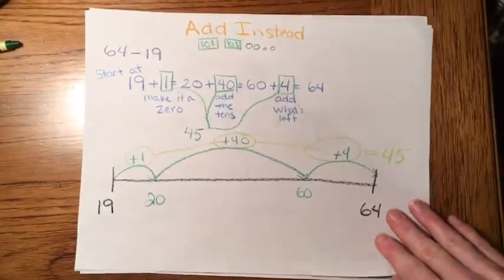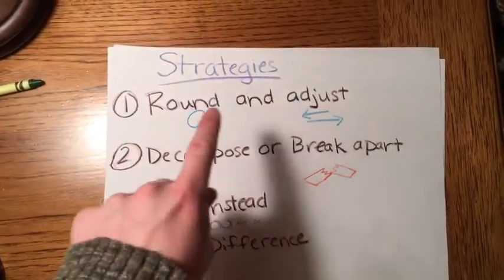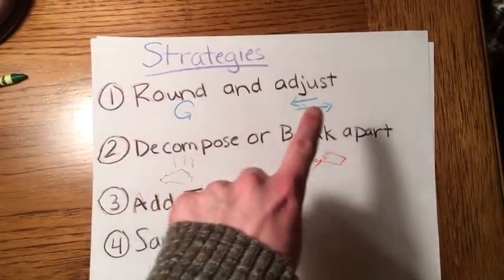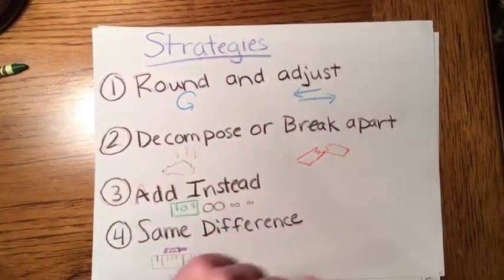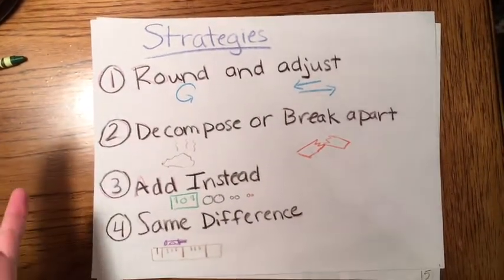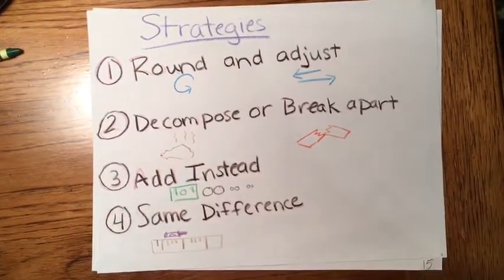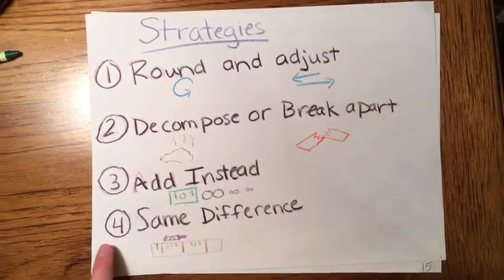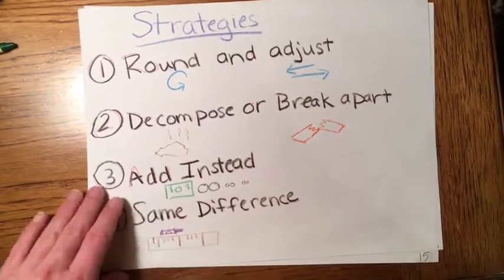So let's review our strategies again that we learned about. First, round and adjust, where we're rounding that second number to a number that is close and adjusting back or forward the difference. Our second strategy we learned was decompose or break apart. This allows us to move throughout the numbers and do the tens place first and make it a little bit easier. We can also try to avoid some of that borrowing. Our add instead was more like making change. And we also looked at the strategy of same difference, where we're looking at it like a ruler.